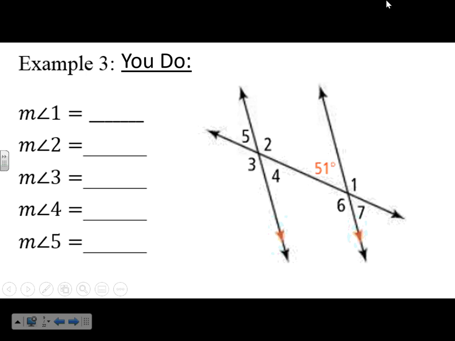So let's do the same thing with this one. Again, I'm going to find my supplementary angle right away. 180 minus 51 is 129.